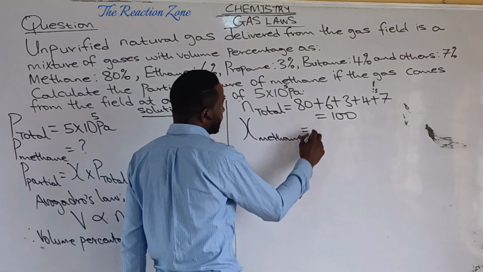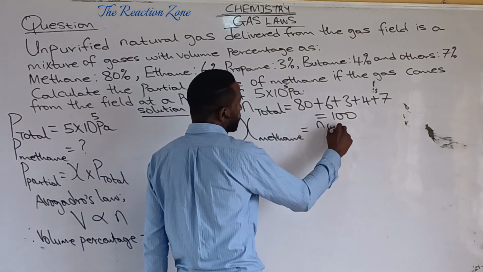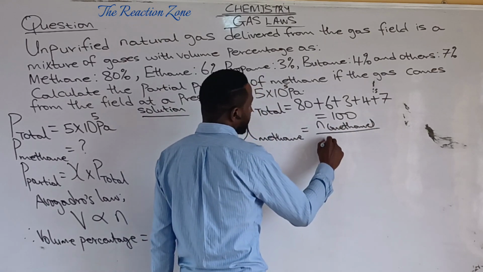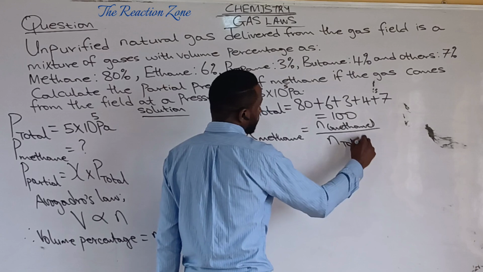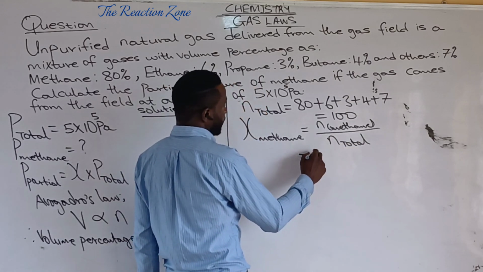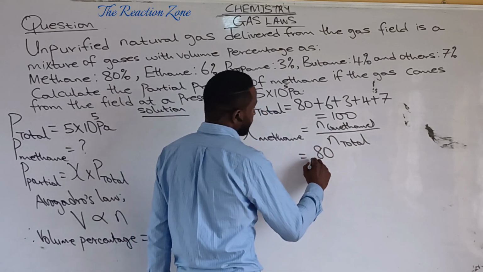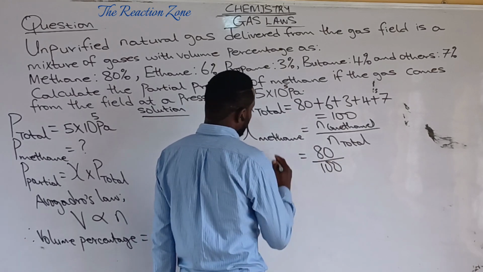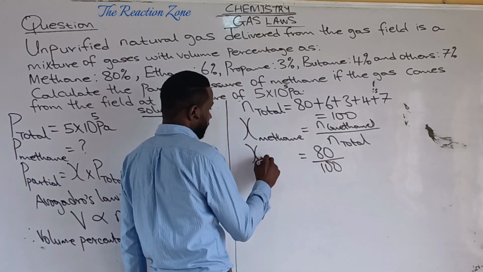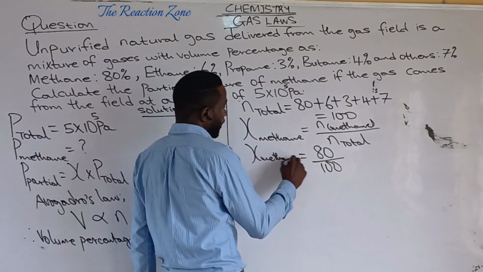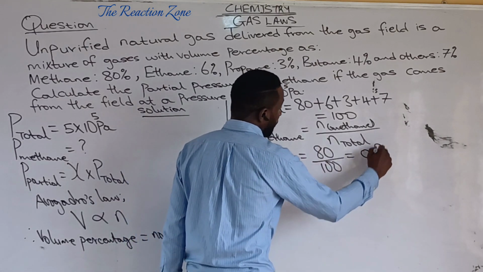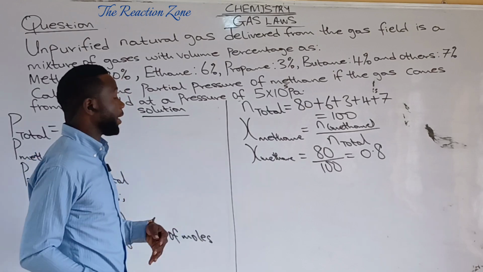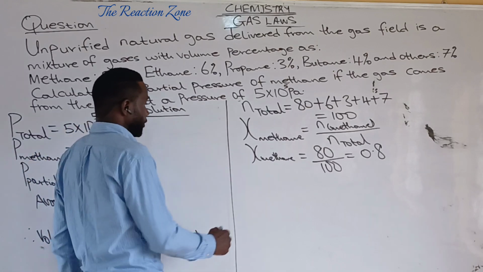The mole fraction of methane will be the number of moles of methane divided by the total number of moles. The number of moles of methane is 80. The total number of moles is 100. So the mole fraction of methane will be 80 over 100, which will give us 0.8. Now that we know the mole fraction of methane, we can find the partial pressure of methane.